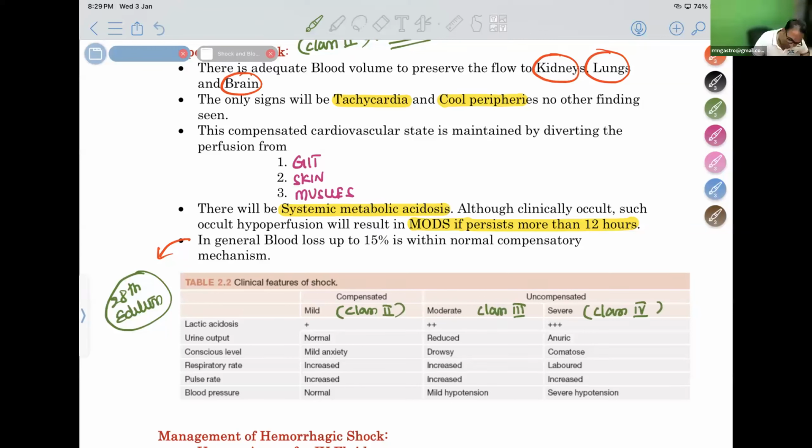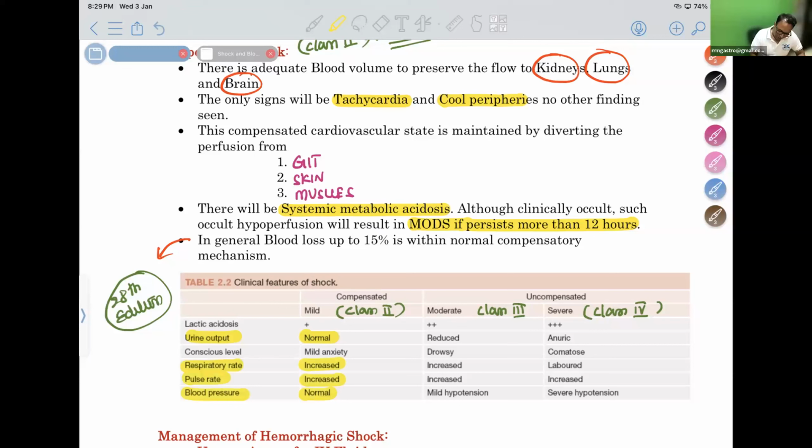What all did I discuss in class 2 shock? I discussed urine output is normal. Pulse rate is increased. Respiratory rate is increased. Systolic blood pressure is normal. So mild acidosis happens. So this is equal to class 2 shock, I already told you.